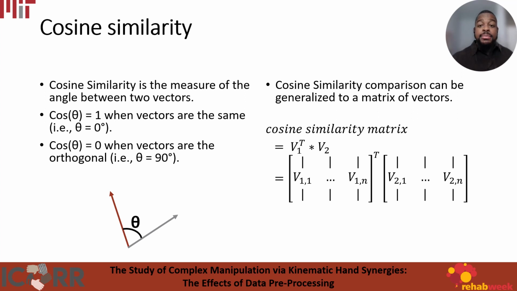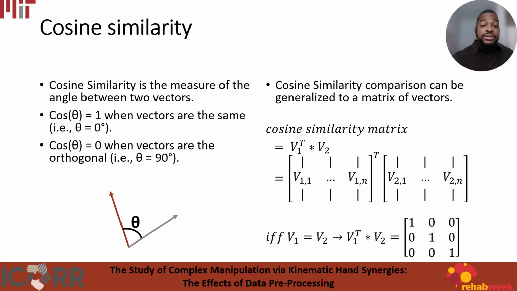If we take the matrix multiplication of the transpose of a synergy matrix times another synergy matrix, then we get a matrix of cosine similarities. And if these two synergy matrices are the same, this will result in a cosine similarity matrix that is the identity matrix, which has 1s on the diagonal and 0s everywhere else.